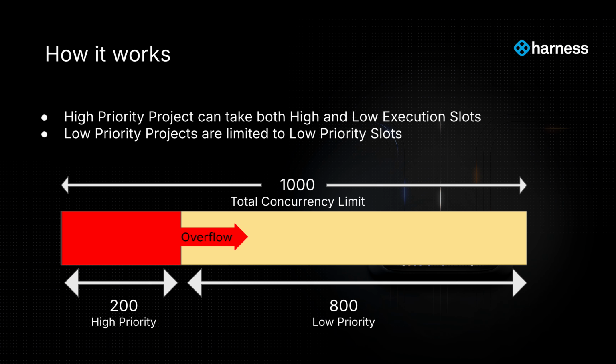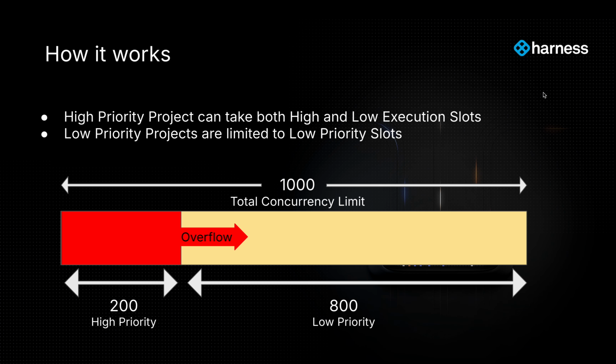What this means is that any pipelines in a high priority project will not only take up the 200 slots available to it, but can overflow into the lower priority if there is space available and if the high priority space is full. On the other hand, low priority projects are limited to their space, so you'll never see those projects taking up more than 800 slots in this example.